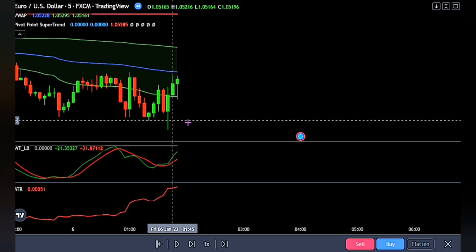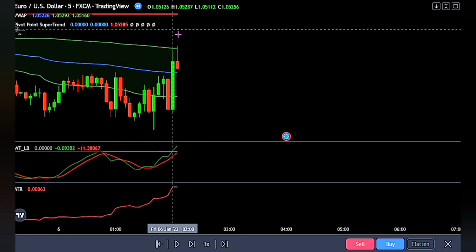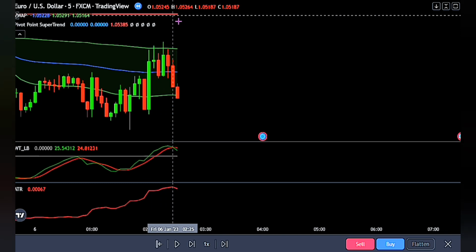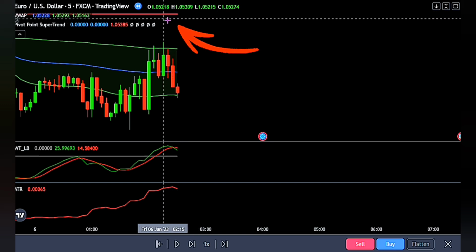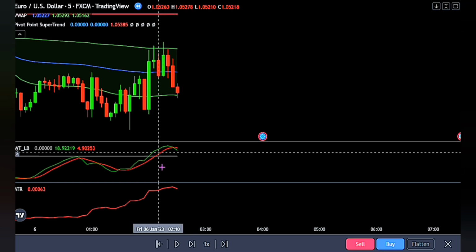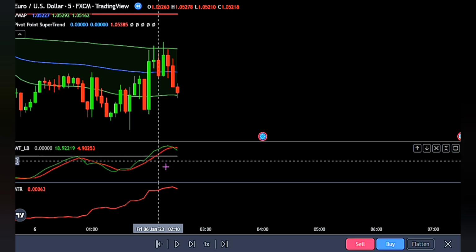Now exactly the opposite is true for short entry. We first need to check our trend identifier, as we would want to see it on red. This means that we won't be taking any buy trades as long as we have this on red. While we have this on red, we would now wait for our wave trend to give us a valid short entry. How do we identify that?